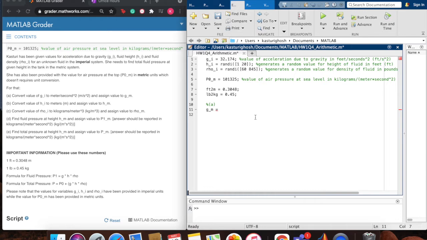So what do I need to do here? I need to convert feet to meter. Do I need to worry about the second square? No, because the second square remains the same in feet per second square and meter per second square. So there is no unit conversion taking place for the second square part of the equation. So I simply need to convert the numerator from feet to meters.